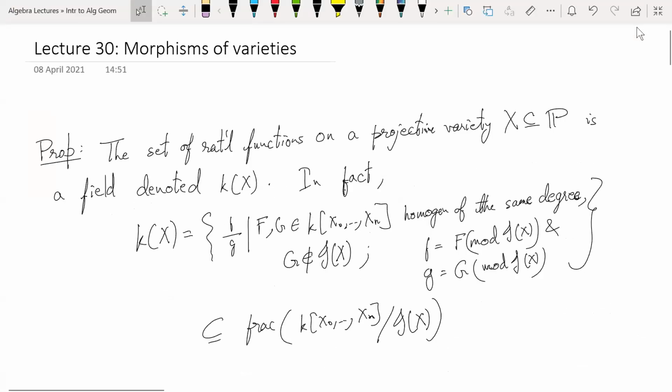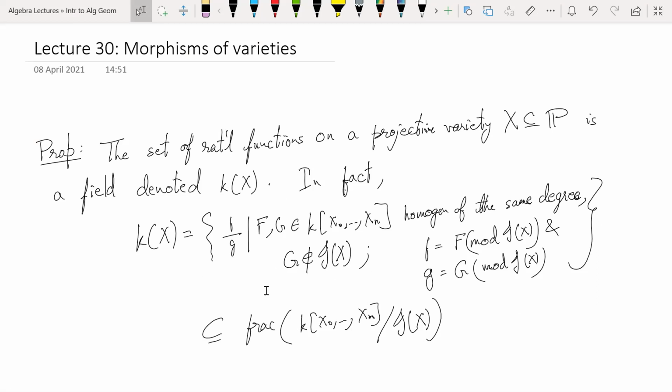Okay, so last time we talked about rational functions on projective varieties, and we saw that the set of rational functions on a projective variety is a field and is given by these guys. So K(X) is f over g, where f and g are elements of the homogeneous coordinate ring k[x0, ..., xn] mod I(X), and they are of the same degree.